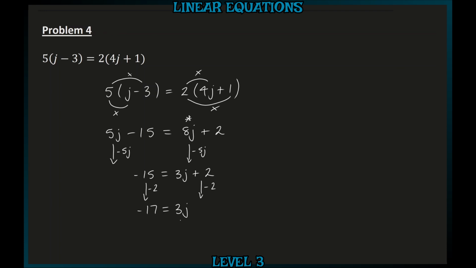Finally, to remove the times 3 in front of the j, we use its inverse, which is to divide by 3. We do exactly the same on the left. And on the left, minus 17 divided by 3 can just be written as minus 17 over 3. On the right, the times 3 and divide by 3 cancel out to just leave us with j. So j equals minus 17 over 3 is our final answer to problem 4.